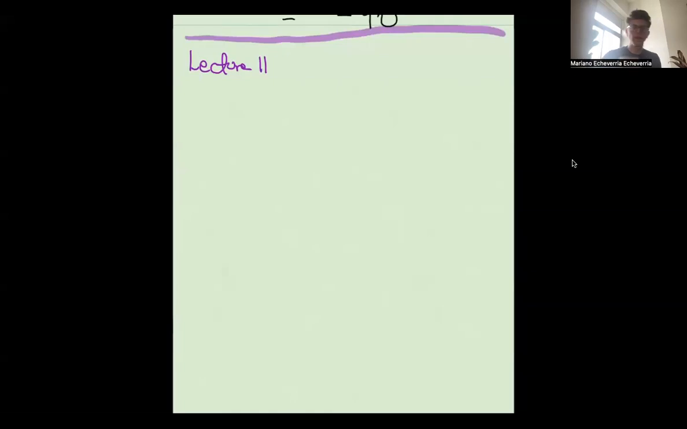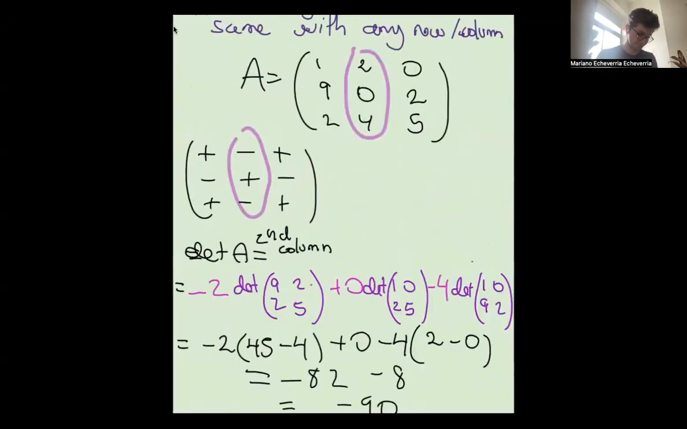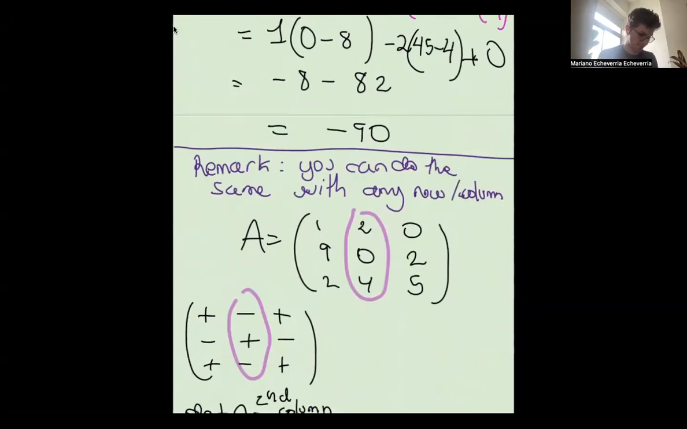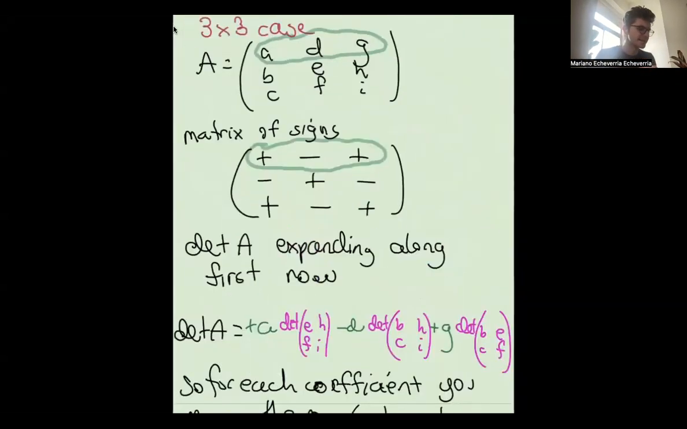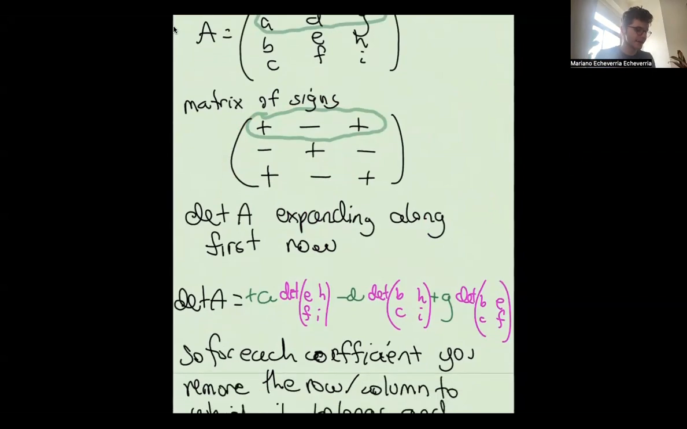So last time, what we were doing at the end of class was to compute the determinant of a matrix that's bigger than 2 by 2. The examples I was doing yesterday were for 3 by 3 matrices. Again, the idea is to do this matrix of signs. And once you have that, the determinant ends up being computed, in the 3 by 3 case, in terms of determinants of smaller 2 by 2 matrices.